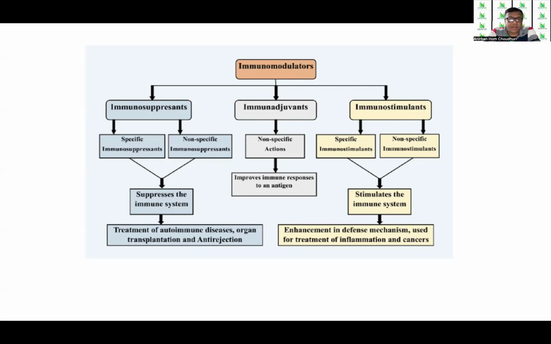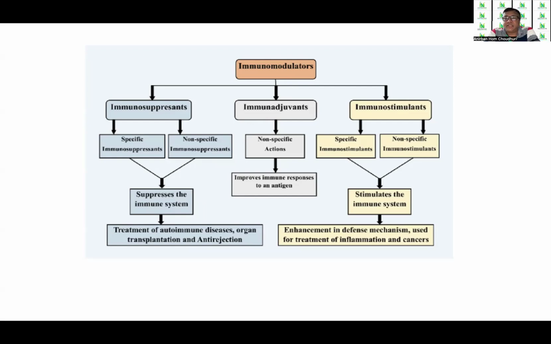The second class are the immunoadjuvants, which also have non-specific actions, and they improve the immune responses to an antigen. So, if that antigen is truly foreign, then it mounts an immune response which is of benefit to the body and prevents its harm. And if it is a self antigen, then it abates the immune response, and thereby it has a protective action on the body by inhibiting such unwarranted immune responses to a self antigen.